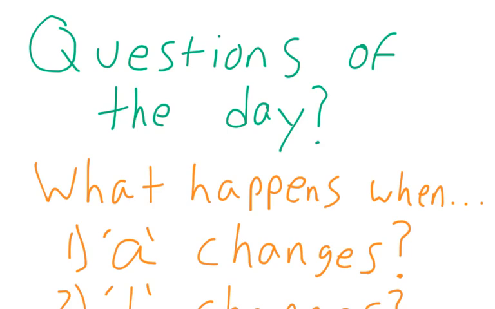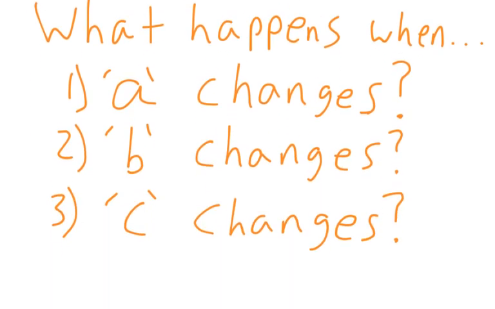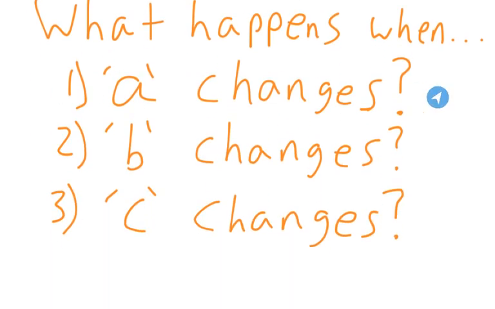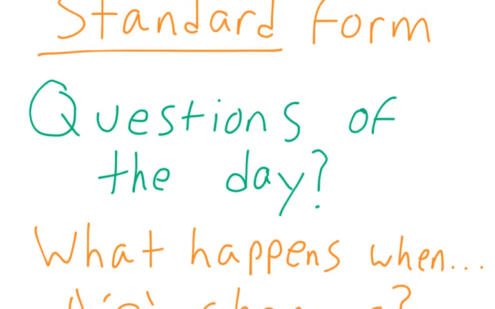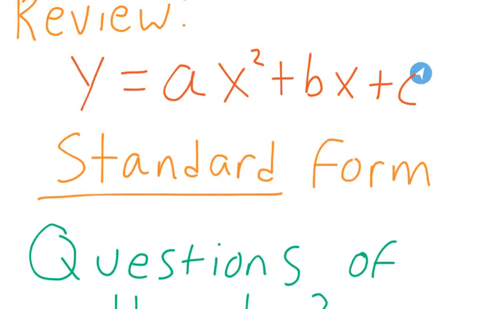So the questions for today: what happens when A changes, positive, negative, bigger, smaller, B changes, and when C changes? Because each of these letters, when they change, right, when these numbers get bigger, smaller, positive, negative, different things happen. So we're going to look at that today a little bit, and then do a lot more of this on Friday in class.